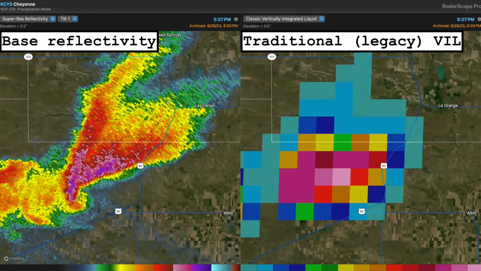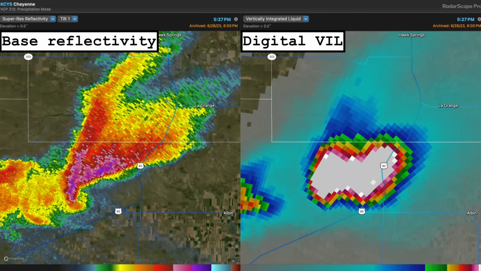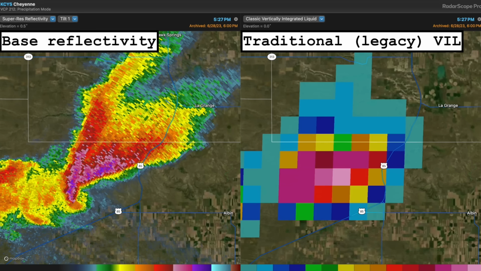Because of all these issues, VIL must be used with dual polarization products to accurately assess large hail potential in a given storm. National Weather Service radars calculate two versions of VIL: traditional or legacy VIL and digital VIL, which is most commonly used today. Digital VIL was developed to deal with some of the aforementioned issues of traditional VIL. With traditional VIL, reflectivity values within each vertical column are truncated to 56 dBz to reduce the impacts of hail on the output, so any reflectivity values that exceed 56 dBz are reduced to that value.